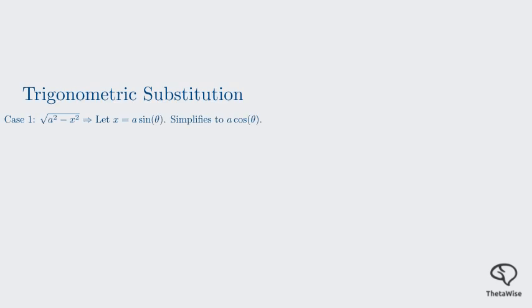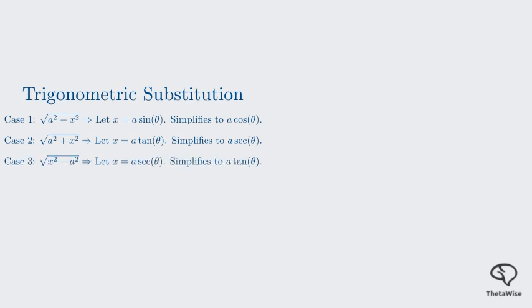Case 1. If you see the form the square root of a squared minus x squared, you substitute x equals a sine of theta. This simplifies to a cosine of theta. Case 2. If you see the form the square root of a squared plus x squared, you substitute x equals a tangent of theta. This simplifies to a secant of theta. Case 3. If you see the form the square root of x squared minus a squared, you substitute x equals a secant of theta. This simplifies to a tangent of theta.